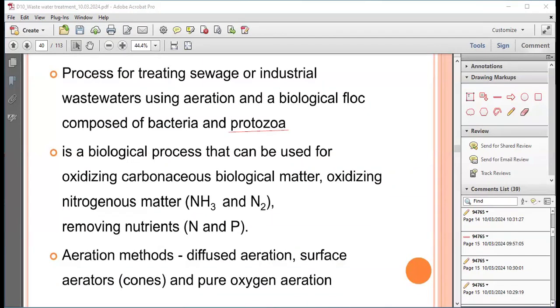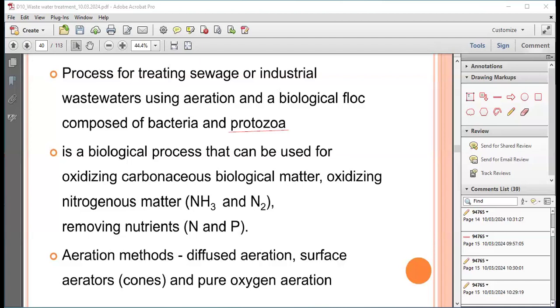Aeration is called Vadaniya in Sinhala. So it is oxidization in the water. The Vadaniya means aeration, the important word in sewage treatment.